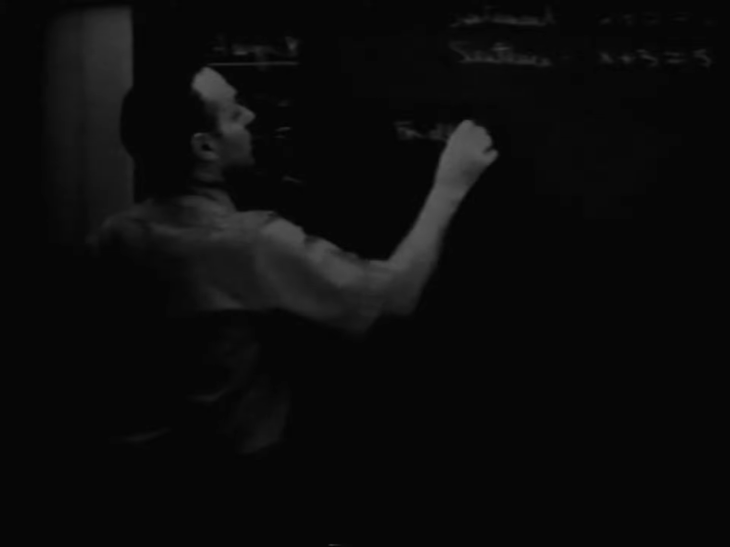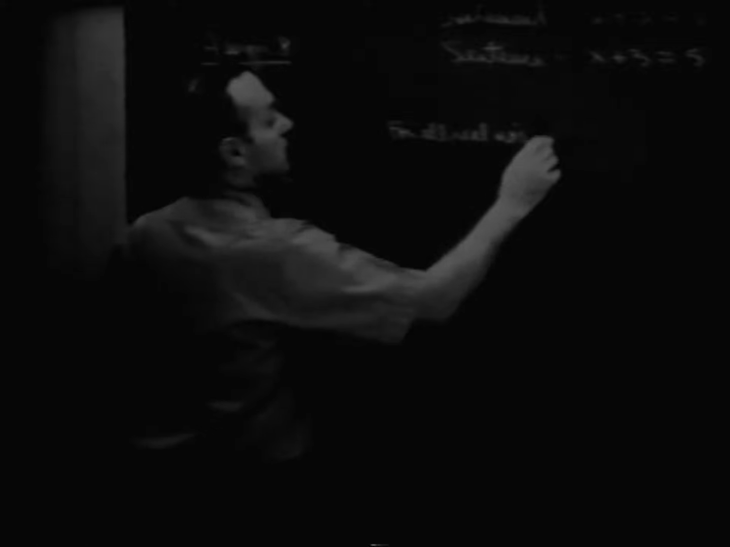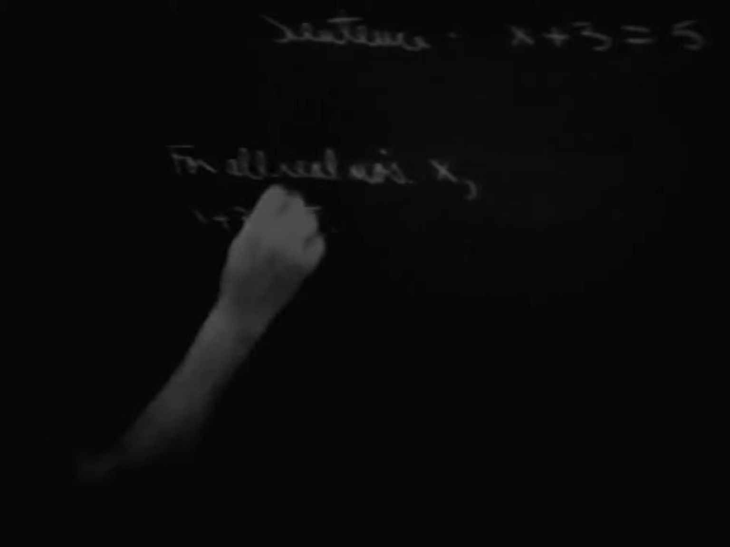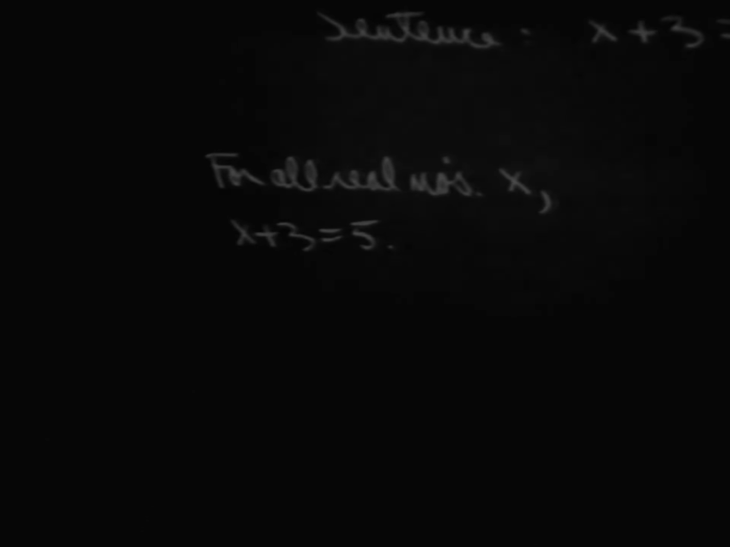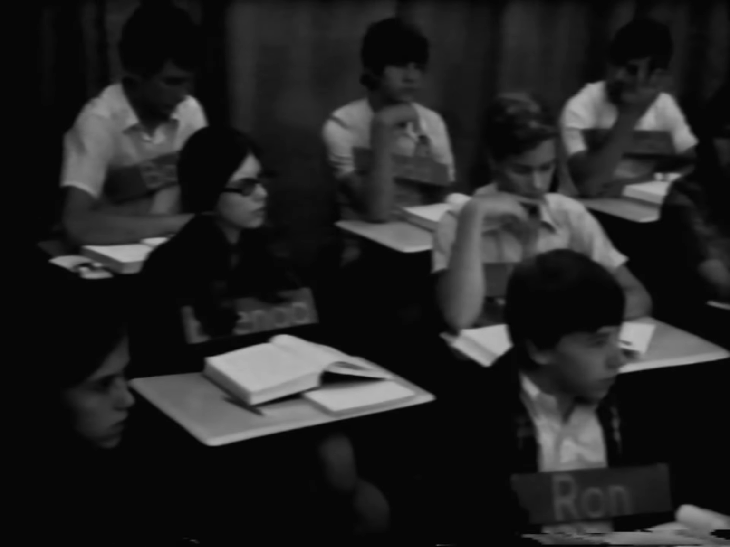Now let me write a sentence in English such as this. For all real numbers, let me abbreviate numbers, all right? For all real numbers x, comma, x plus 3 is equal to 5. Now let me ask you, can you decide whether this sentence is true or false? Ron? It says for all real numbers. And then it is false, right? Can we all decide that this is false? All right? Because this is certainly not true for all real numbers. And then let me just indicate this as false.